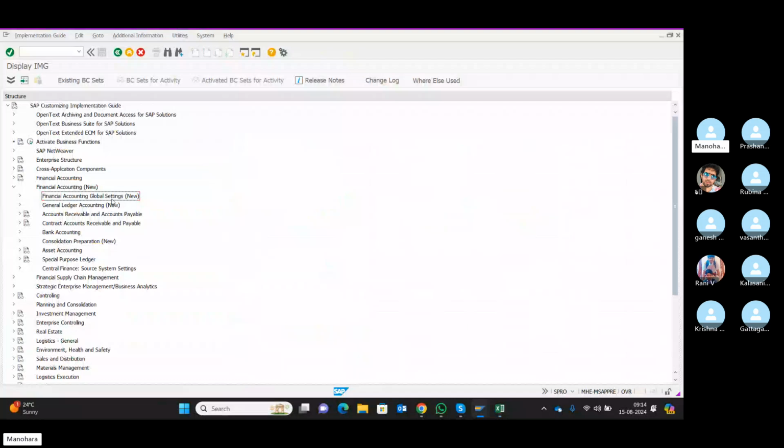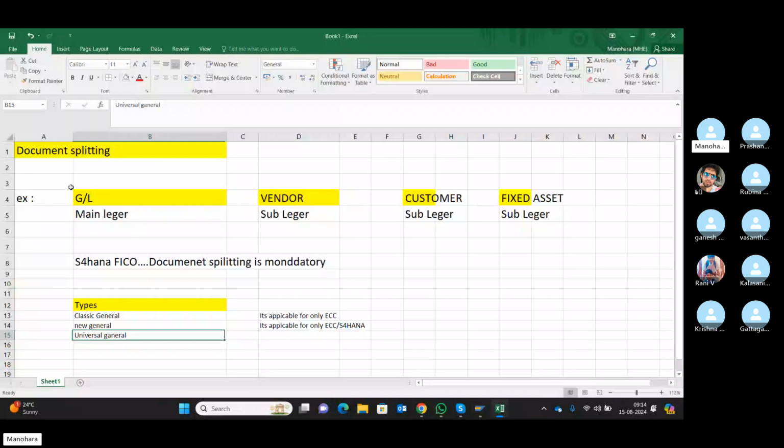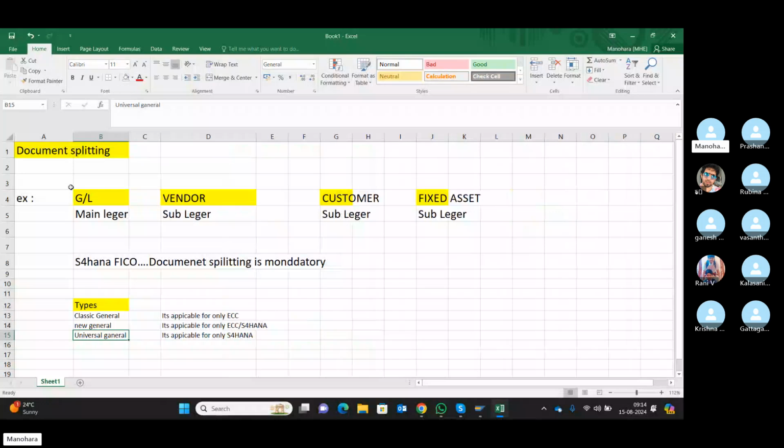Universal general ledger is applicable only for S4HANA. It does not come as a universal general ledger entry in ECC. Sir already told the universal general ledger concept, right? It is already explained, sir. So these are the general ledger entries.